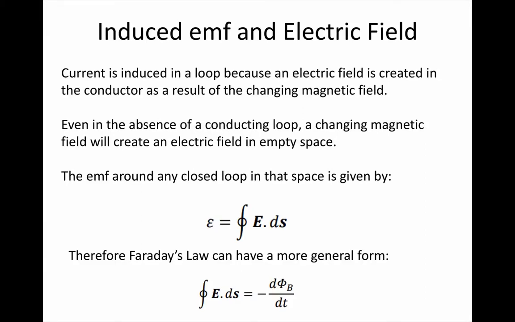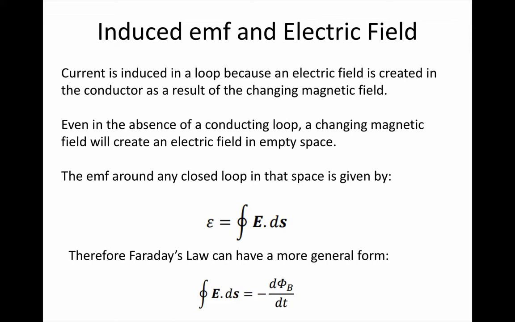So we've seen that if there is a changing magnetic flux through a metal loop, there will be an induced current. This means that there must be an electric field present to do the work of moving the conduction electrons in the metal, and the electric field must have been produced by the changing magnetic flux. Now this is true even if there is no conducting loop present, because even vacuum can host an electric field.